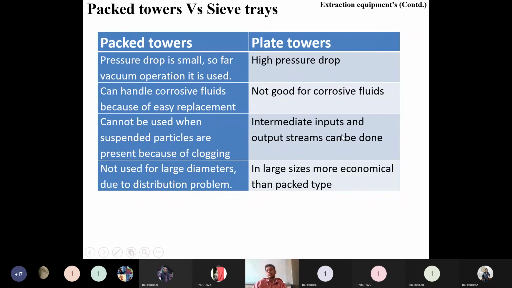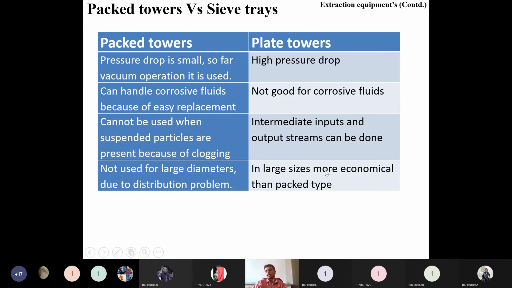Then, intermediate inputs and output streams can be done in plate towers. Intermediately we can just replace that plate if some clogging is there, but that's not the case in packed columns. The whole packing we have to dump, in order to locate the accurate location of that clogging. Also, the packed tower is not used for large diameters due to distribution problems. So large diameter columns cannot be used as packed columns, because distribution problems will be there.